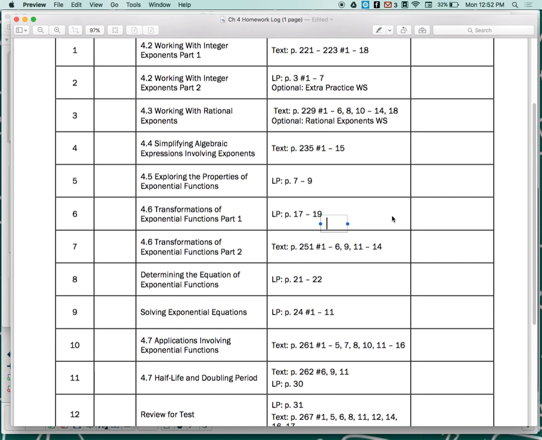Yeah? Wait, how about part 2? Oh no, sorry, that's so wrong. You're only doing 17 and 18, sorry. 19 is the next lesson. So your homework is page 17 and 18. We're going to do another day of transformations tomorrow, which is the textbook. So this is part 1 today, 17 to 18, and then tomorrow we're doing the textbook. 2 days. Okay? Everybody clear? Good.